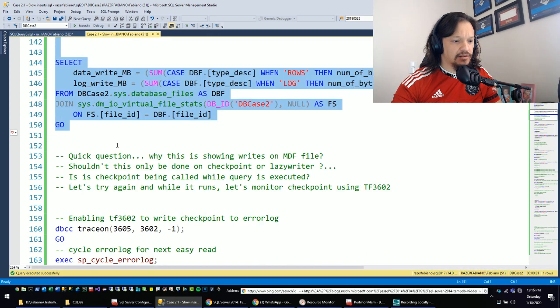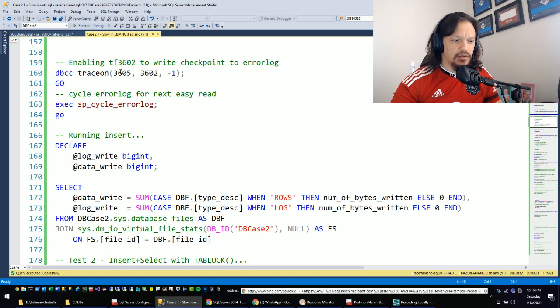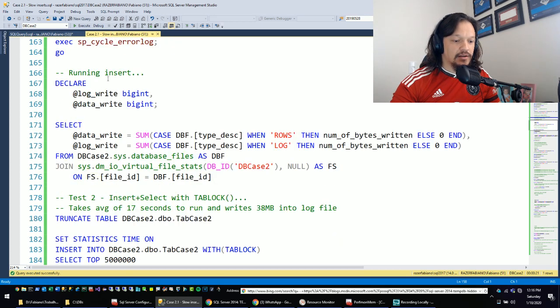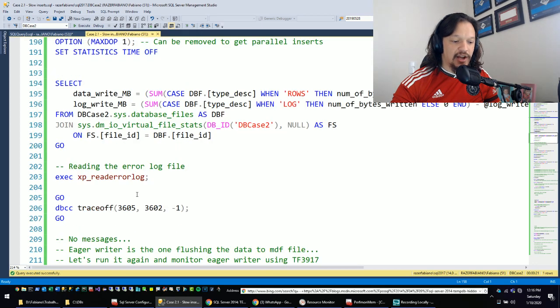Actually, if we come back here, in the next demonstration I'm going to check if checkpoint is really the one writing the data into the file while the query is running. To be able to do it, I'm going to enable trace flag 3602, which is going to write the checkpoint information into the error log. So let's run the same query again, and then check the error log.